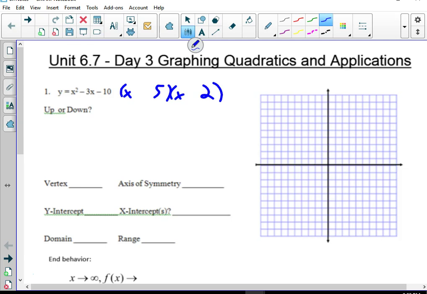Since it factors, we don't have to worry about the quadratic formula or a table. Which one do we want to be negative? We want negative 3 in the middle. Which number do we want to be negative, the 5 or the 2? 2.